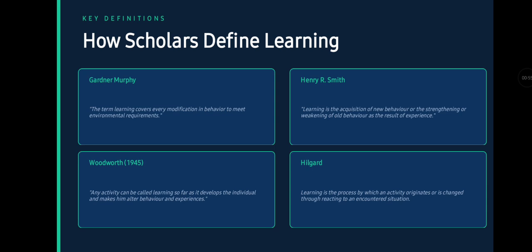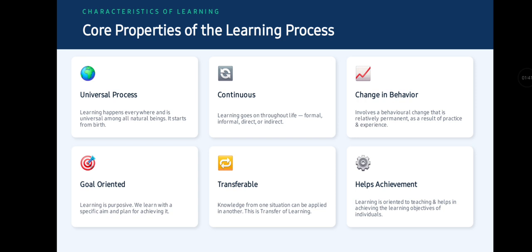Next is how scholars define learning. First, Gardner Murphy says the term learning covers every modification in behavior to meet environmental requirements. Henry Smith says learning is the acquisition of new behavior or the strengthening or the weakening of old behavior as the lesson or result of experience. Woodward says any activity can be called learning so far as it depends on the individual and makes him alter behavior and experiences. Hilgard says learning is the process by which an activity originates or is changed through reacting to an encountered situation.